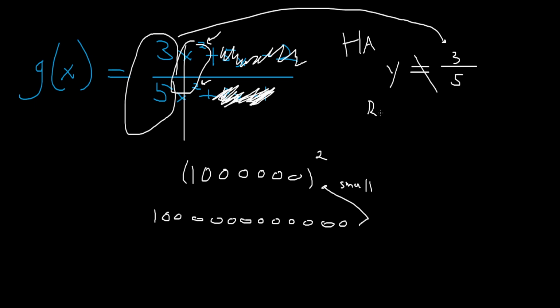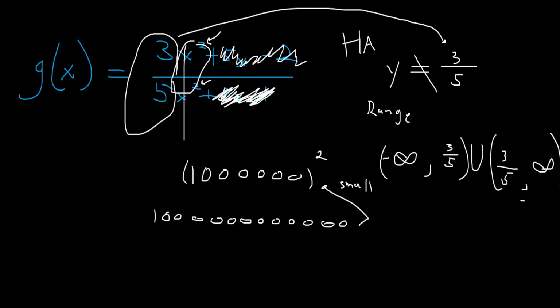So if we were to do the range on this guy, we'd be able to go from -infinity all the way up to 3/5, and everything bigger than 3/5, so 3/5 to positive infinity, would also be fair game. This is how we describe the range.